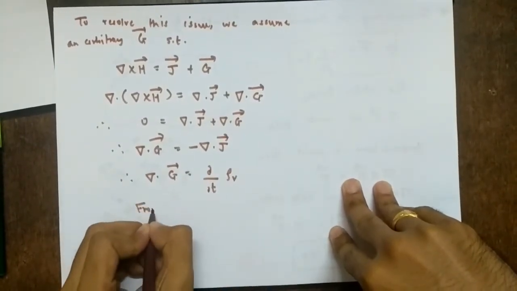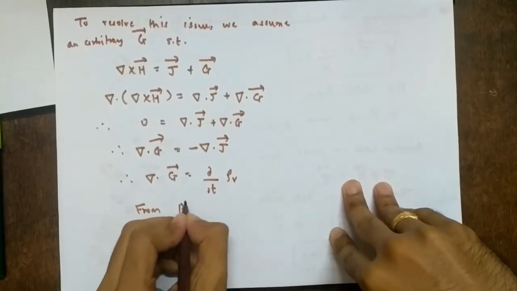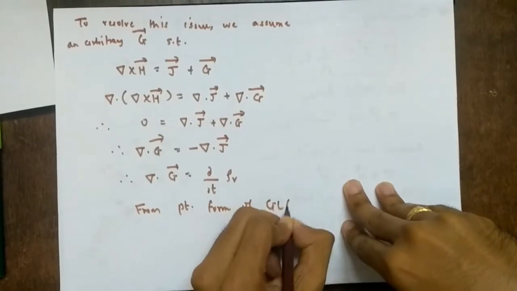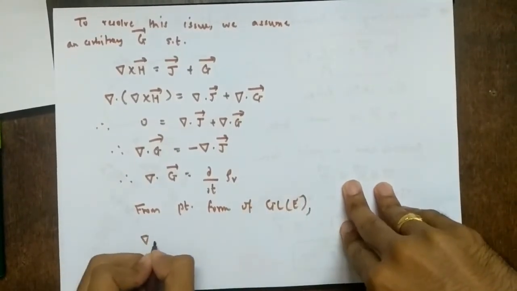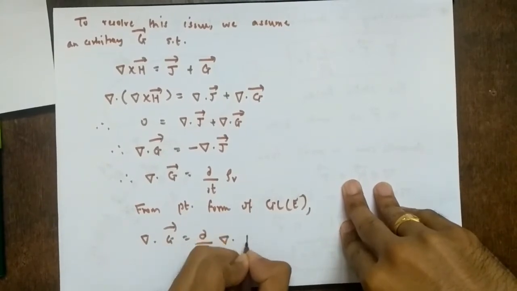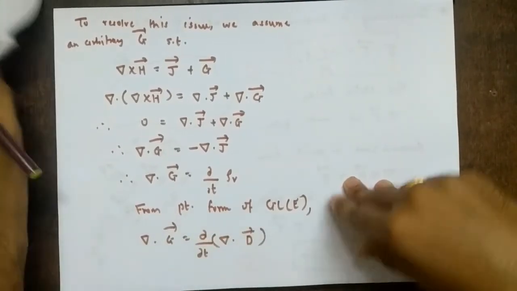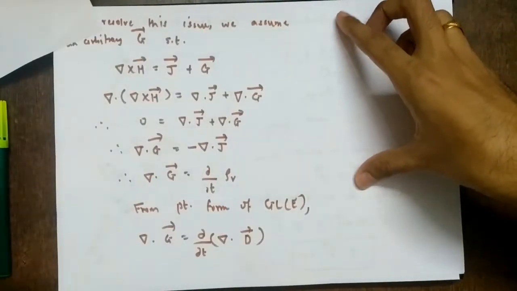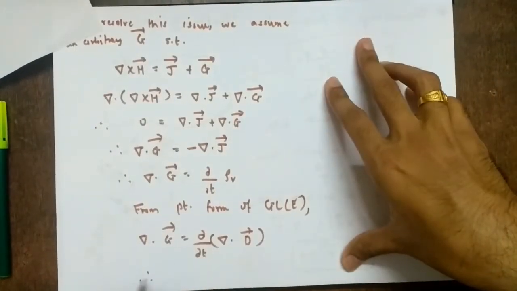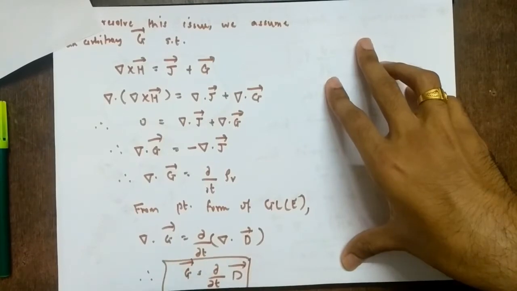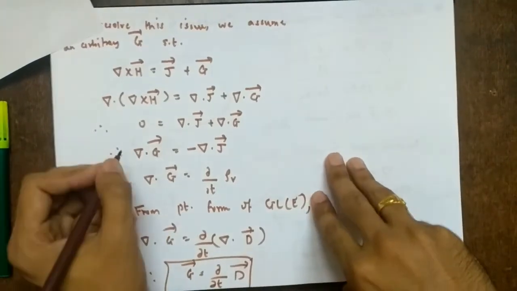Then rho v is what? From point form of Gauss law for electric field, del dot G vector equal to dabba by dabba t del dot D vector. If you have a doubt, just now we have written at the start of the lecture, del dot D vector is rho v. So I have used the inverse substitution, rho v is del dot D vector. So therefore, can I say G vector is dabba by dabba t D vector? Right? So this is what Ampere had missed.